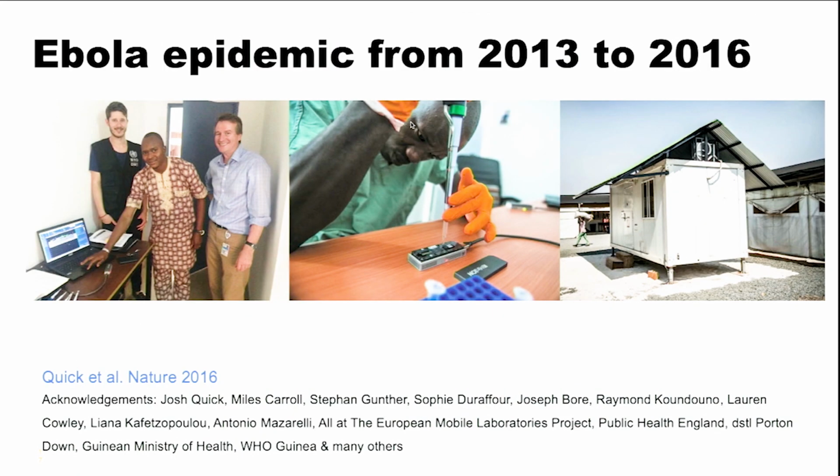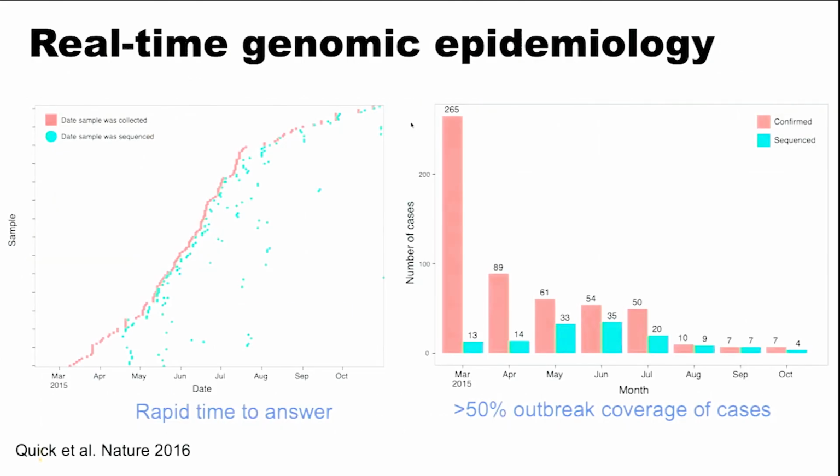Okay, so quickly, this epidemic raged from 2014 through 2015 and finally finished in 2016. At the start of 2015, working with Public Health England and the Bernhard Nocht Institute, we were able to establish a sequencing laboratory, in fact various laboratories. Josh here went to set this up, working with Miles Carroll from PHE. Working with Miles Carroll was Sophie Duraffour, who absorbed this technology and set up a real-time genome sequencing surveillance setup, training local Guinean scientists, Joseph and Raymond, and volunteers from Europe in order to provide genome sequencing throughout the course of this epidemic. And this was in Guinea.